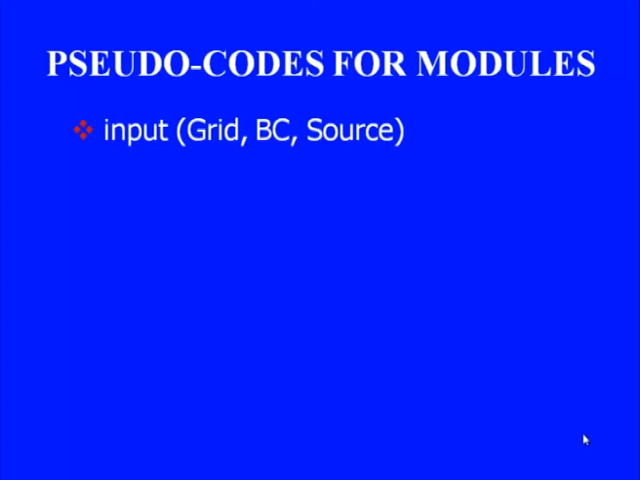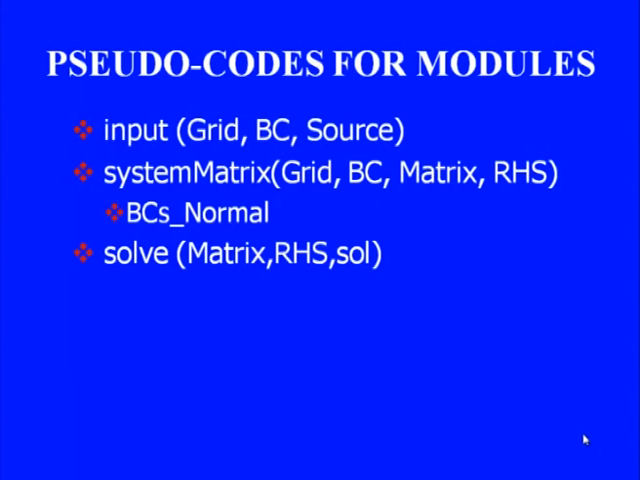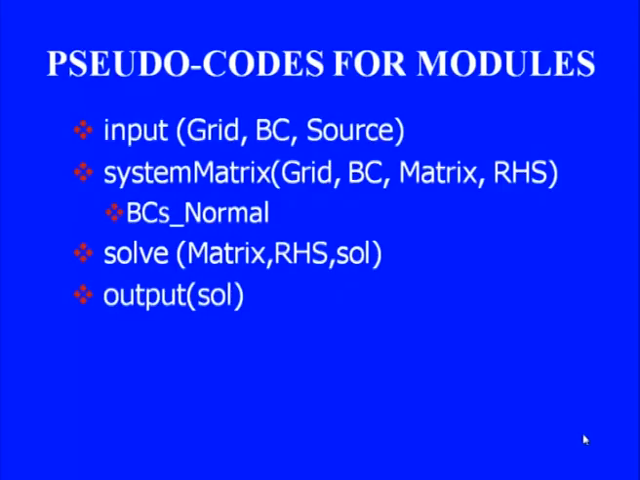In the system matrix module we said we should provide two submodules, one which takes care of the implementation of boundary conditions in case we choose our normal finite difference approximation, that is, our vertex based approximation, and a separate submodule for the system matrix which can implement boundary conditions for the cell centered approach. Then one simple solution module and an output module which should output the data in the required format.